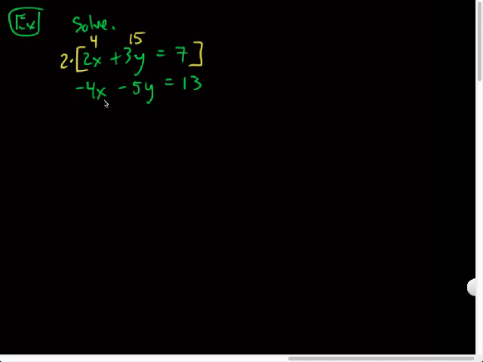So let's do that. So 2 times 2x is 4x, 2 times 3y is plus 6y, 2 times 7, don't forget to multiply the right-hand side here. Oftentimes students do. 2 times 7 is 14. And now notice, behold, I have opposite coefficients. Hooray! Which is helpful for step 3, in which I add these equations together.